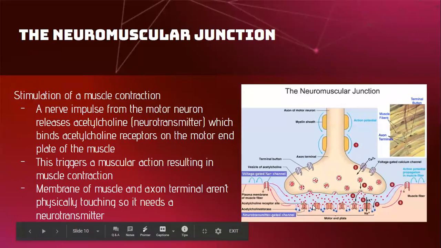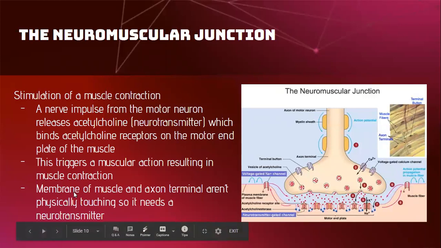Once they bind to the receptors on the motor end plate, it triggers a muscular action resulting in muscle contraction. So your muscle contracts, and it brings your hand away from the hot pan or the hot handle. That's how your body prevents you from being injured. So when your nerves detect something is wrong, they send an impulse, acetylcholine is released, it binds to the receptors, and then it triggers muscular action. So that's how it works.